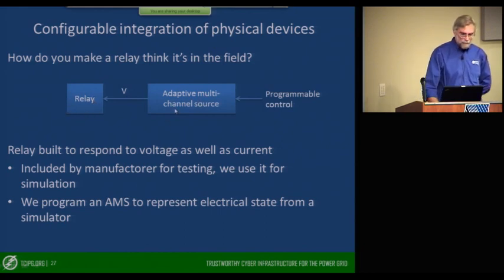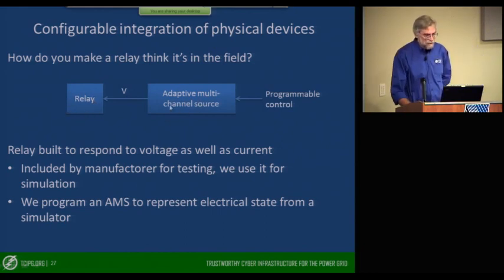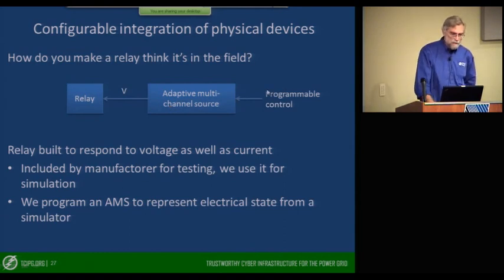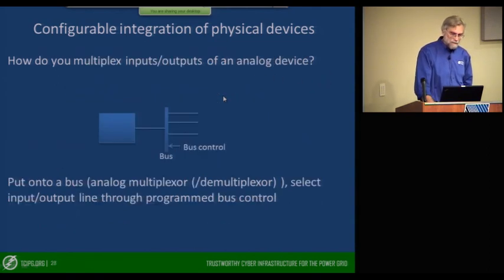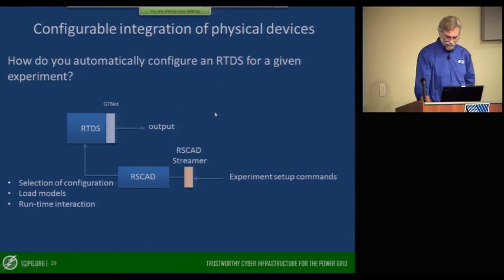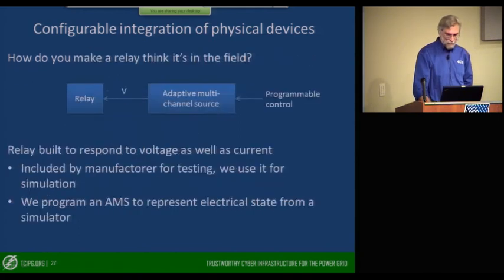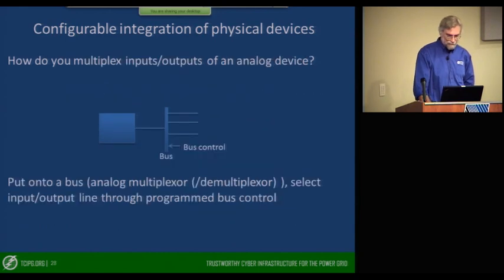And a device that allows one to do that is something called an adaptive multi-channel source, and that's something that you can interface, you can program. You can stick things in there and you can send commands to it. And so through this means, we can take electrical state and get some encoding of it to the adaptive multi-channel source and then have it present to the relay. And so that's how we make the connection between the relay and this electrical state.